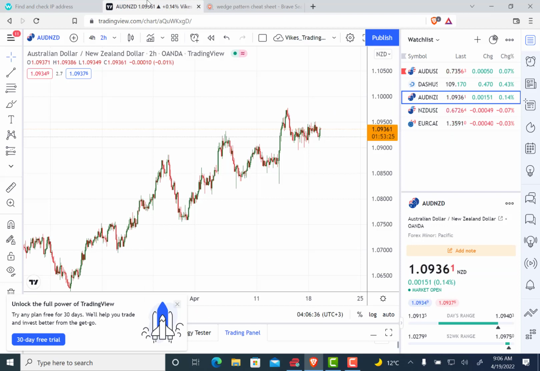So I've identified such a pattern in AudNzd where you can check it on the 4-hour time frame, 2-hour time frame, 1-hour time frame. You'll see the same pattern.